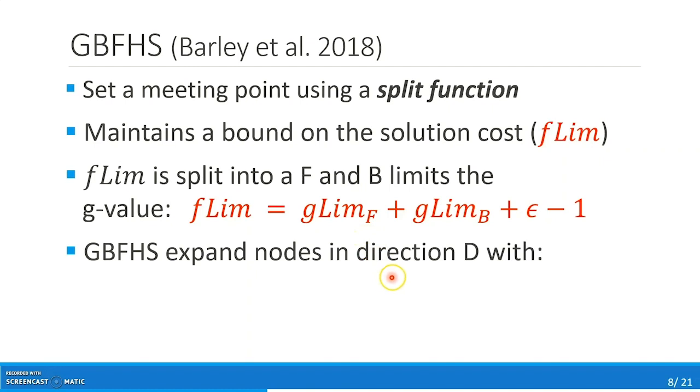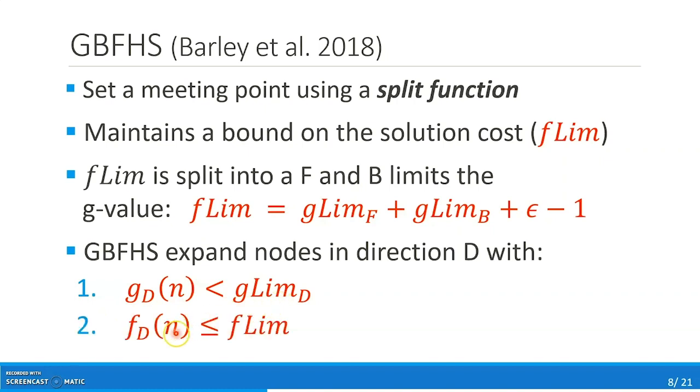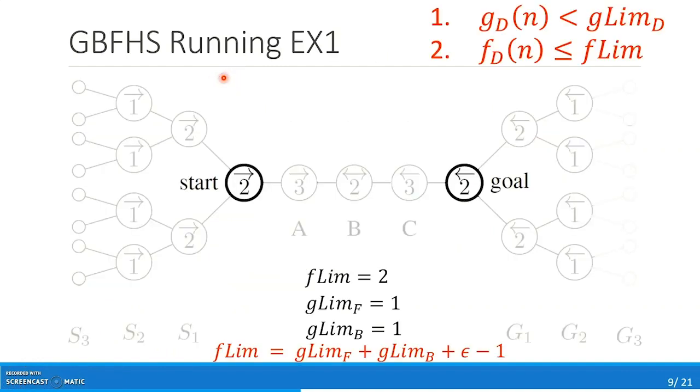GBFHS then expands nodes in direction d with g value strictly less than the corresponding g limit, and f value less than or equal to the f limit. Now let's look at the execution of GBFHS on example 1.